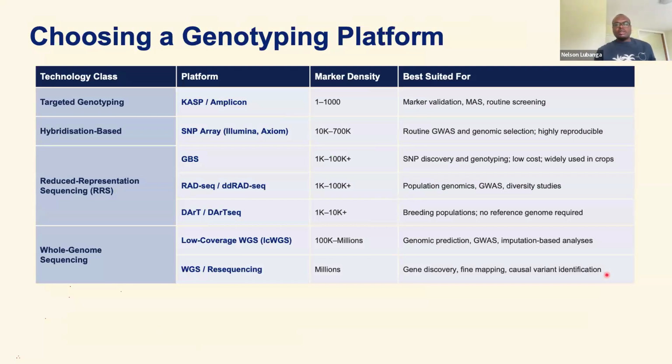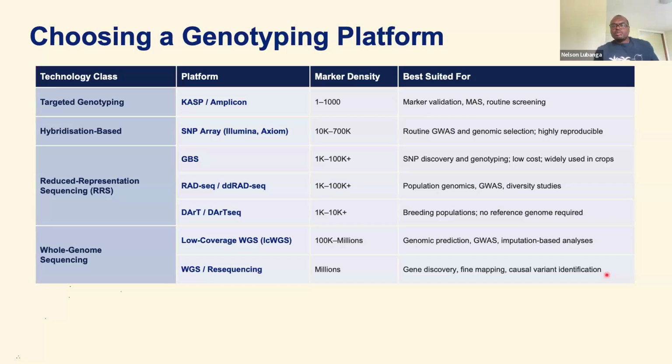And then sometimes you ask yourself, what kind of genotyping platform should you choose? Reading from the top, the marker density climbs steadily from the targeted assays like KASP, which gives you a handful of markers for validation or routine screening, up to the SNP arrays and genotyping by sequencing, and finally whole genome sequencing, which gives you everything. One method worth flagging is DArTseq, which doesn't need a reference genome, making it valuable for orphan crops, for instance, which usually don't have reference genomes.